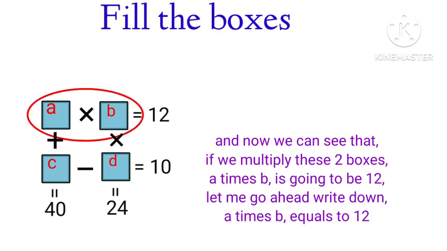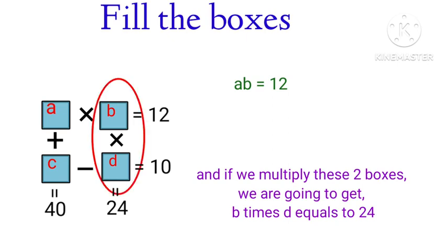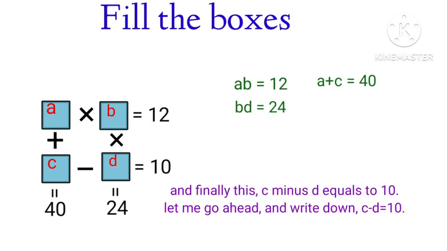Now we can see that if we multiply these two boxes, A times B is going to be 12. Let me write down A times B equals 12. And if we multiply these two boxes, we are going to get B times D equals 24. And now let's focus on these boxes. A plus C is equal to 40. Let me write down A plus C is equal to 40. And finally, this is C minus D equal to 10. Let's write down C minus D equal to 10.